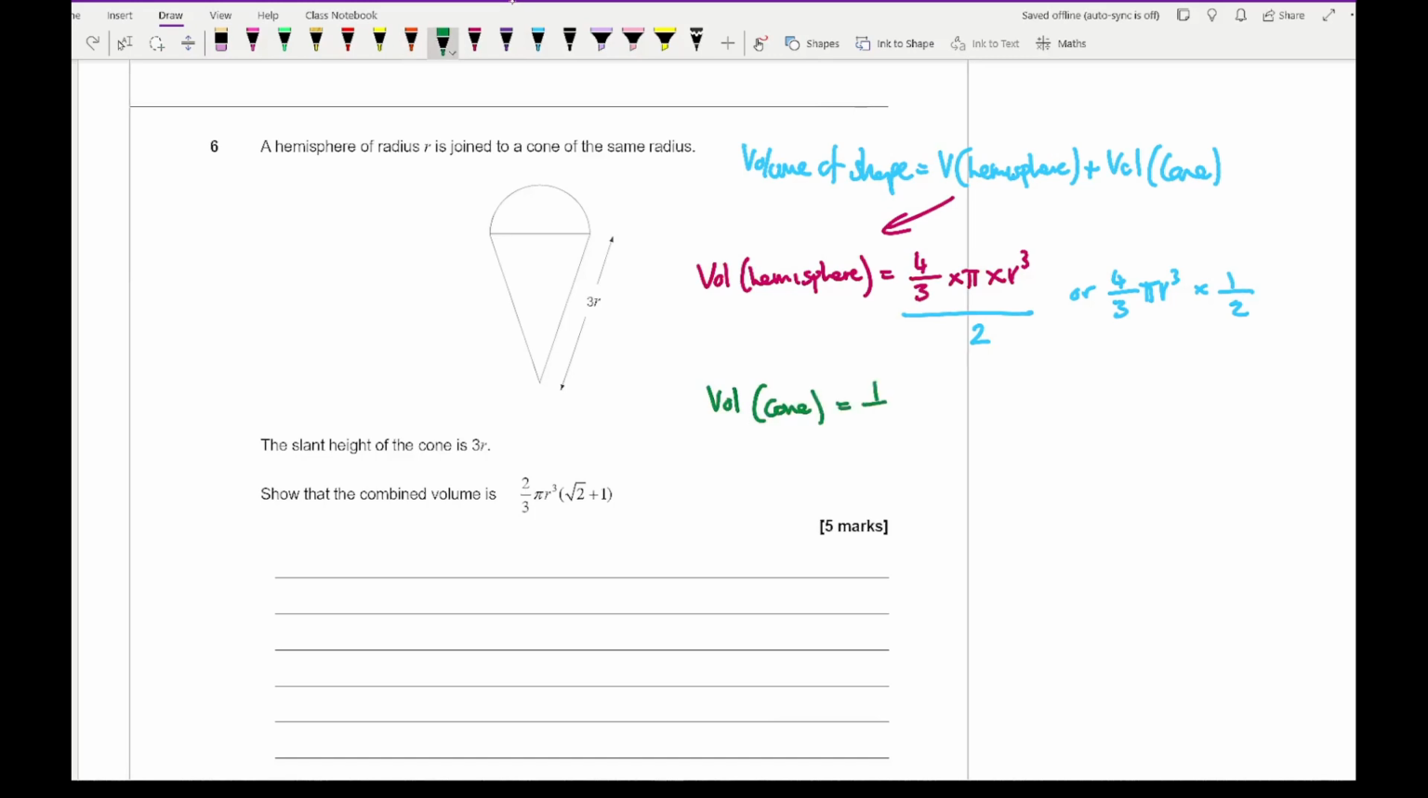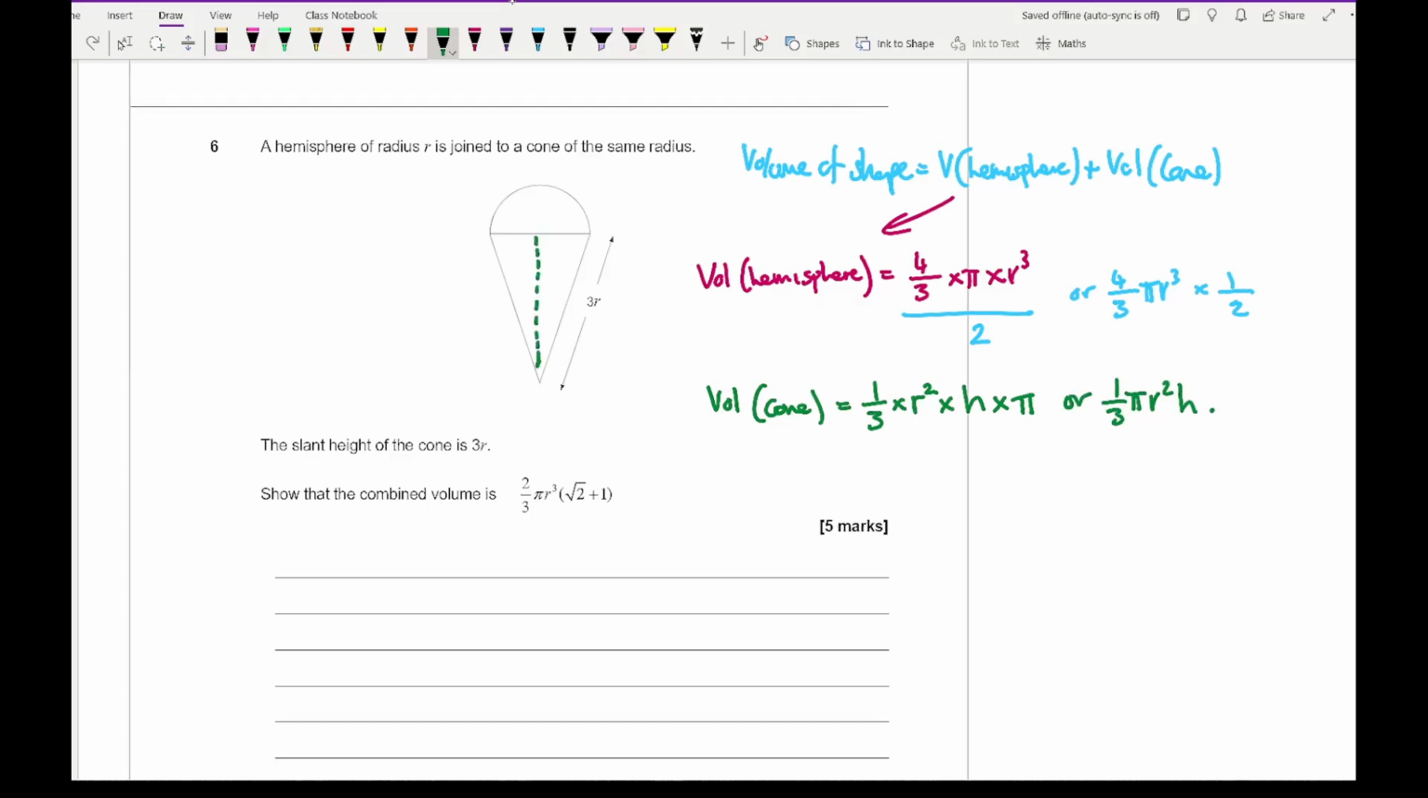Then looking at the volume of a cone, well, that's going to be 1/3 times r squared times the perpendicular h times pi. Now it's probably written in a different order. Let's just simplify that. So it's 1/3 pi r squared h, where h is the perpendicular height.